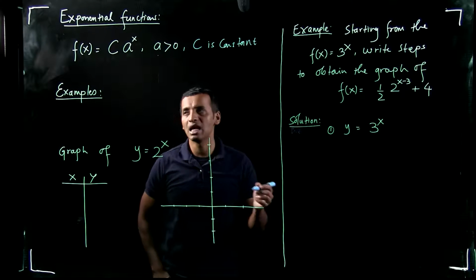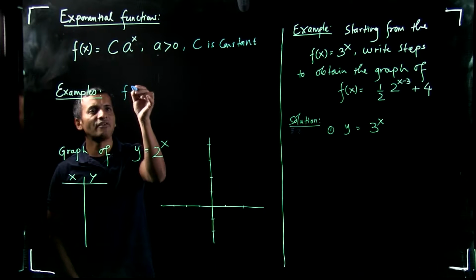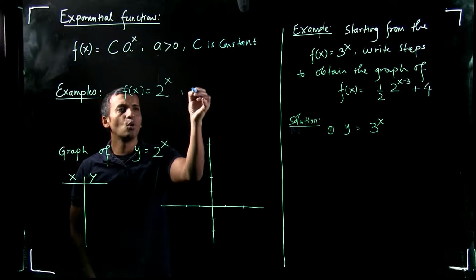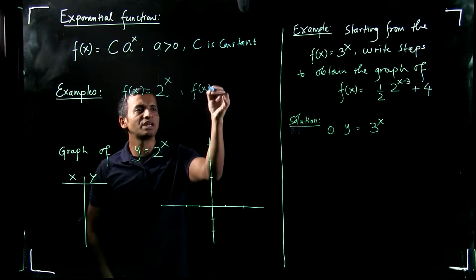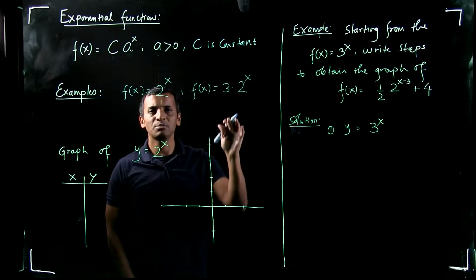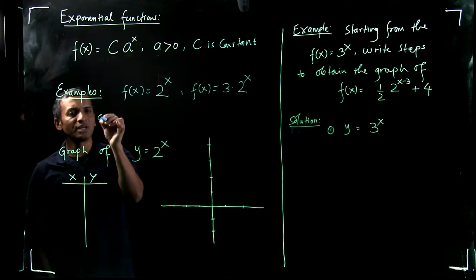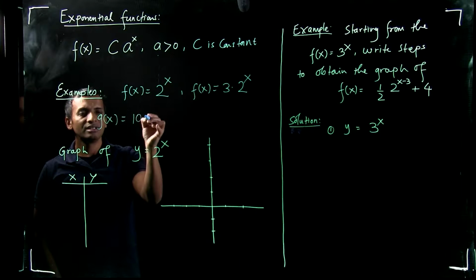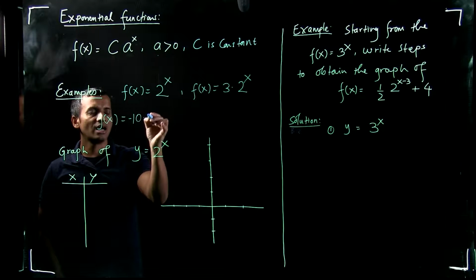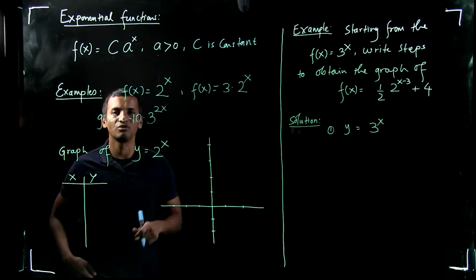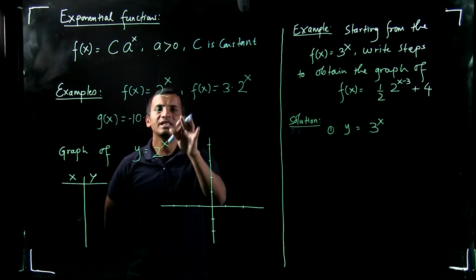If you want to see some examples, say f of x equals 2 to the x, or f of x equals 3 times 2 to the x. These are exponential functions, right? Or you can say g of x equals negative 10 times 3 to the 2x. This is also an exponential function, right? In all cases, x is in the exponent.